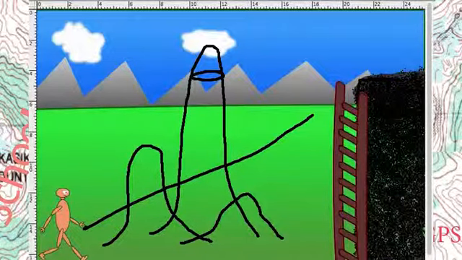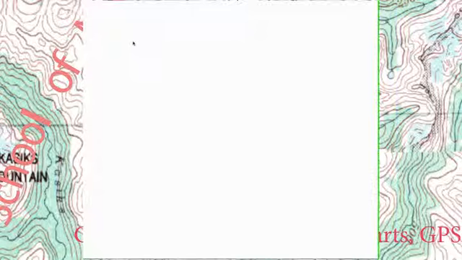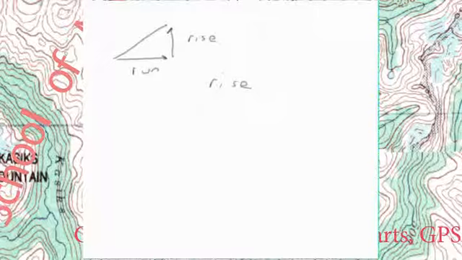Now let's look at some calculations. Slope is a measurement of rise over run. So if we want to determine the slope of a given line, we have to calculate first the rise and then the run. So rise divided by the run is equal to the slope.